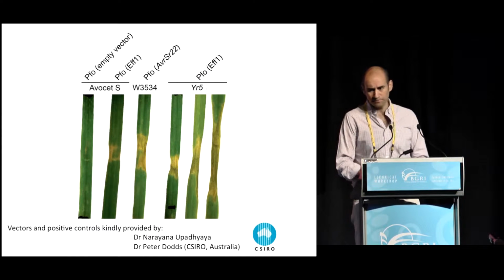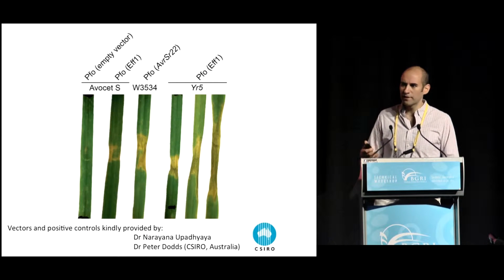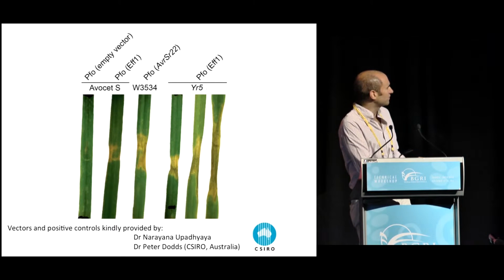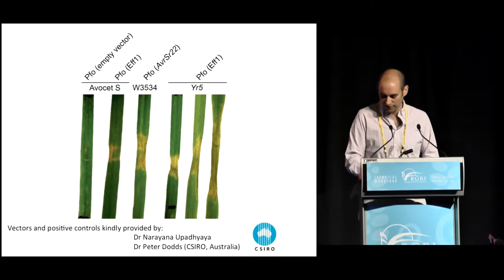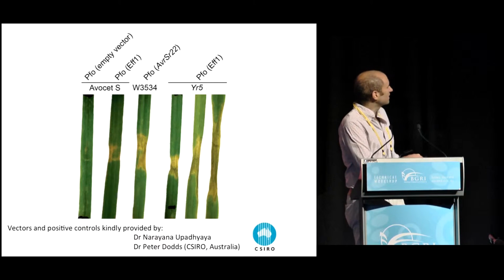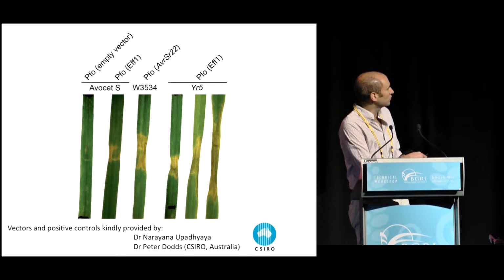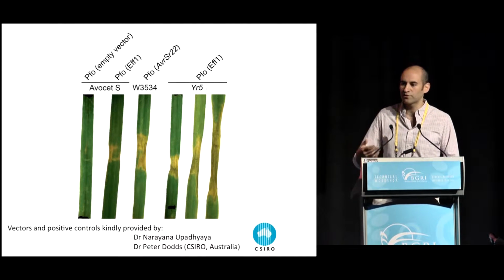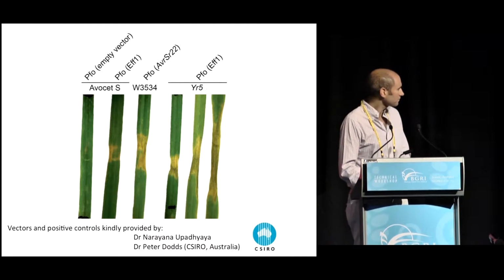And this is how the data looks. It's difficult to reproduce, but this is how it looks. So you can see the first two are our controls, which is the empty vector and effector 1. And then what you see here is the clone of AVR SR22 that Peter Dodds provided very kindly, as I mentioned. And then this is our effector. So when you see Avocet, there's no effect. And when you actually express it in Avocet with Yr5, you see a very strong cell death response. So we now are making transgenics to try to characterize this effector further.